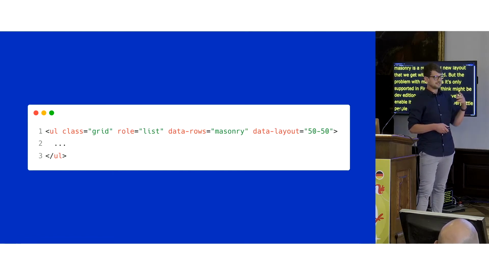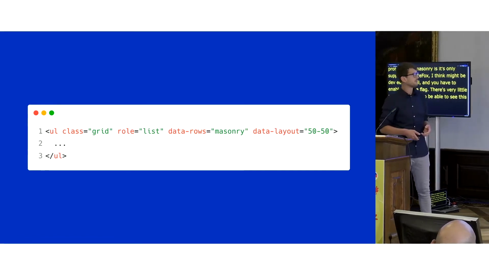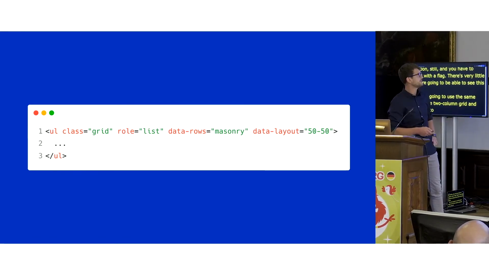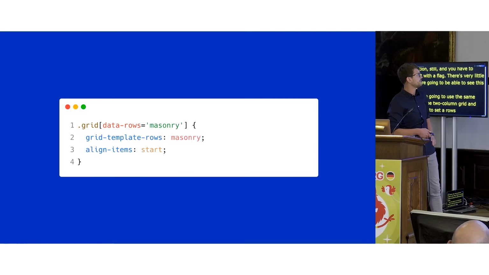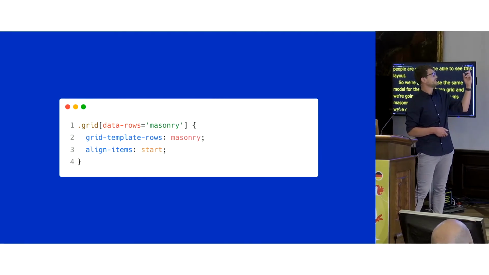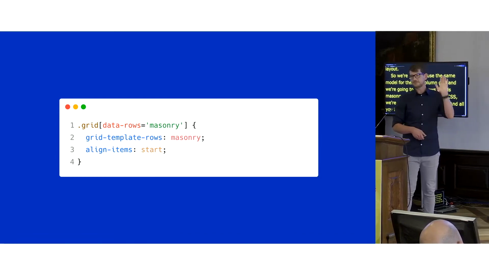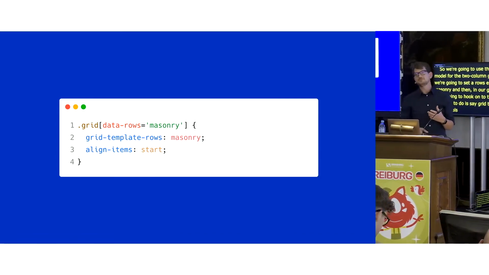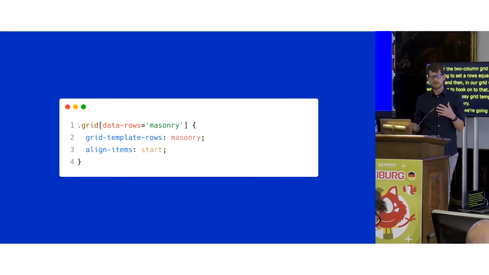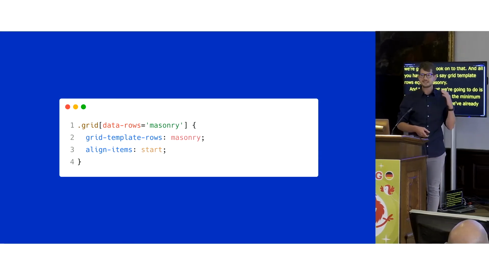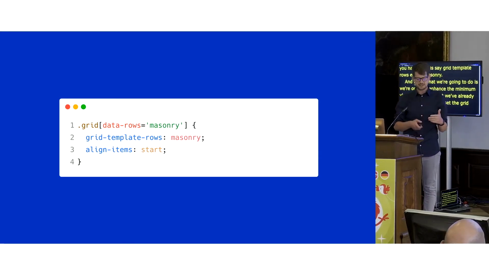So there's very little people are going to be able to see this layout. So we're going to use the same model that we did for the two-column grid. We're going to set a data-rows equals masonry HTML selector. And then in our grid CSS, we're going to hook onto that. And all you have to do is say grid-template-rows equals masonry. Job done. That's your masonry layout sorted. And then what we're going to do is we're going to enhance the minimum viable experience that we've already set. So we're going to set the grid alignment to be start rather than stretch that is by default.